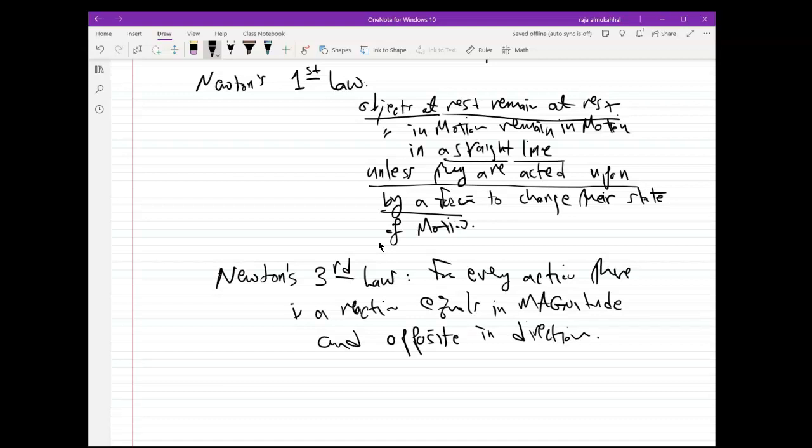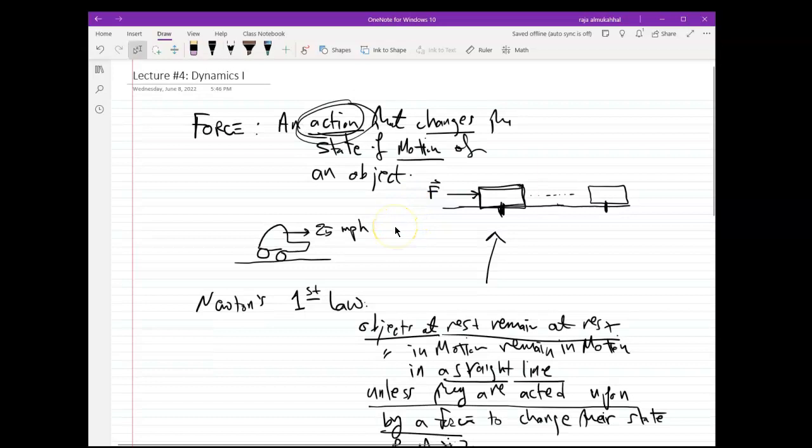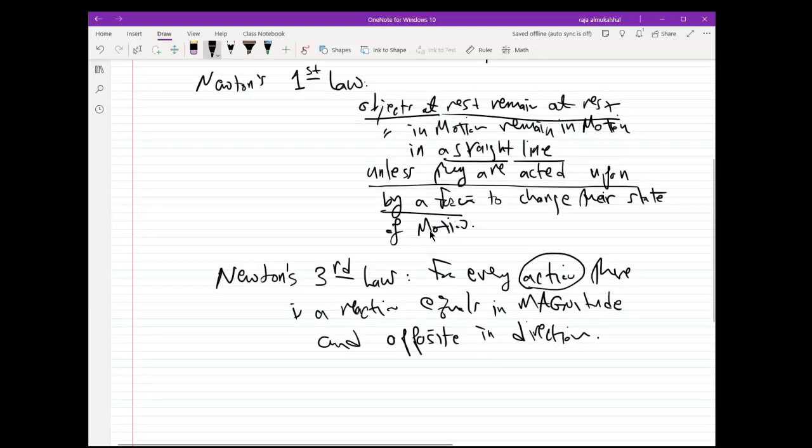Okay? For every action. What is action now? You remember what action is? Go back to the very first line right here. The force is an action. So for every force, action is the meaning of the word action. In Newtonian physics, it means force. So for every force, for every action, there is a reaction that is equal in magnitude. Here we're talking about vectors, you know, the magnitude of the vector, and opposite in direction, okay? More on this law as we start doing problems.